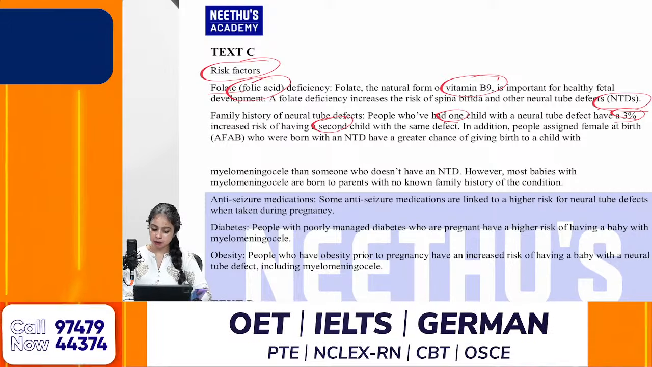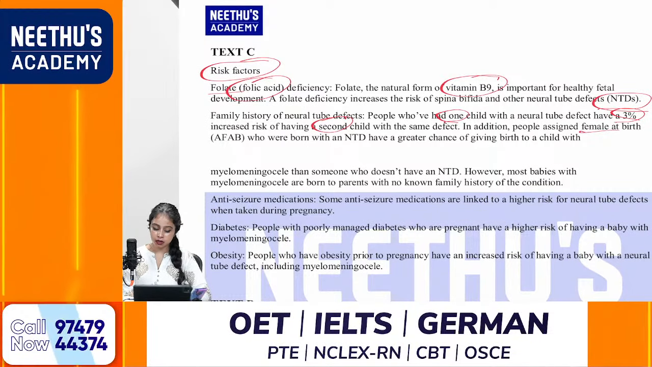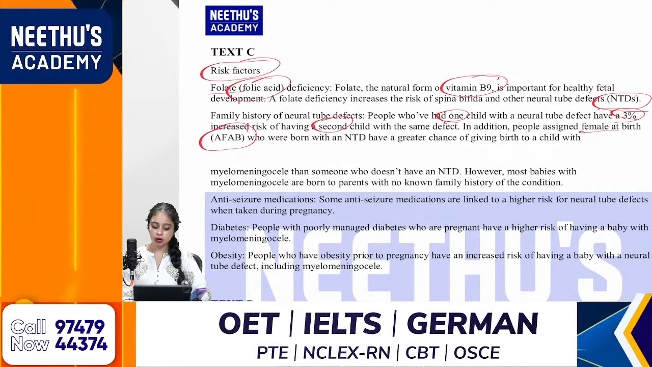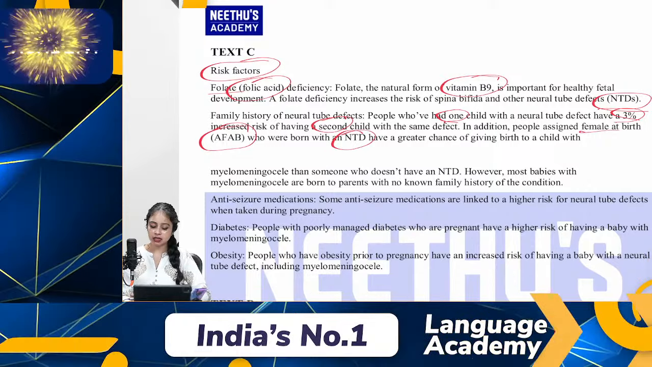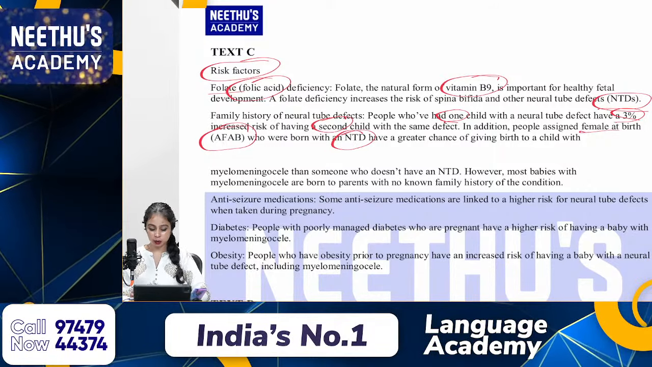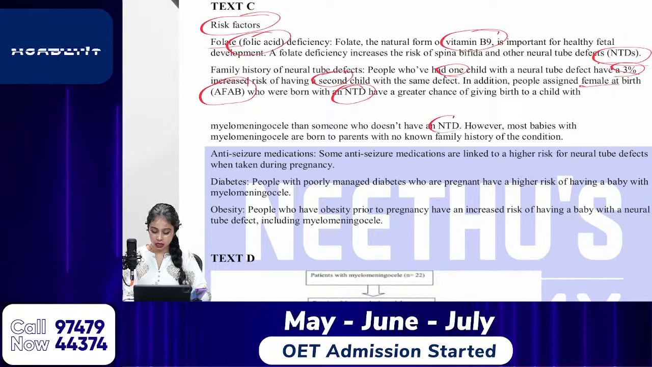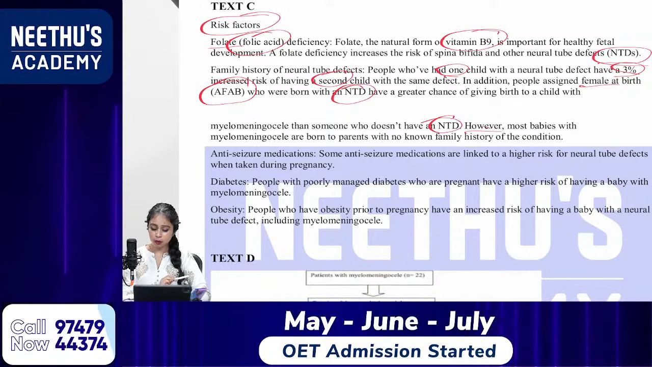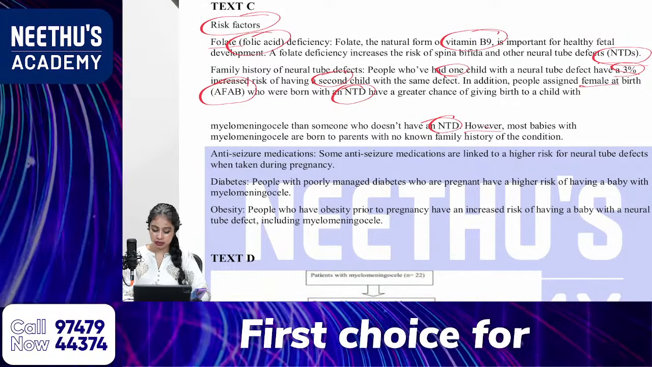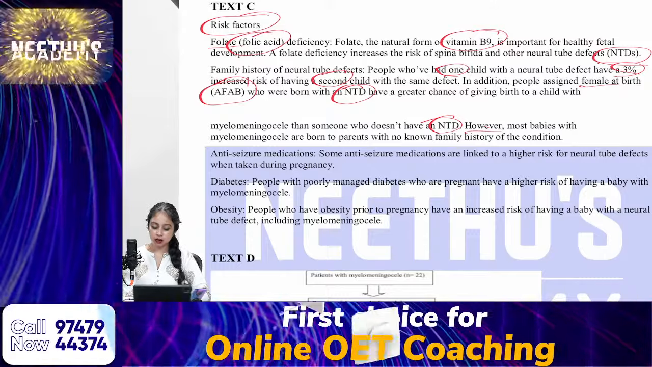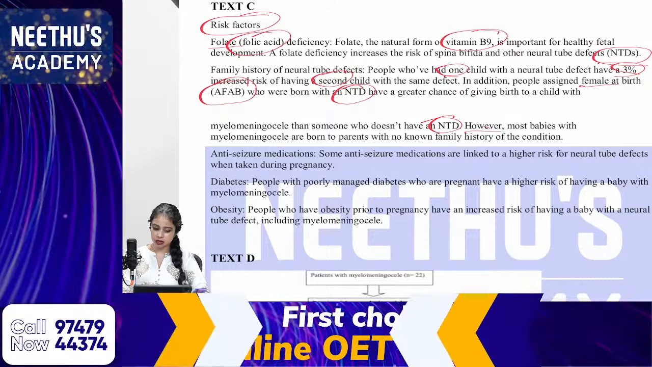In addition, people assigned female at birth (AFAB) who were born with an NTD have a greater chance of giving birth to a child with spina bifida than someone who doesn't have an NTD. However, most babies with spina bifida are born to parents with no family history of the condition.